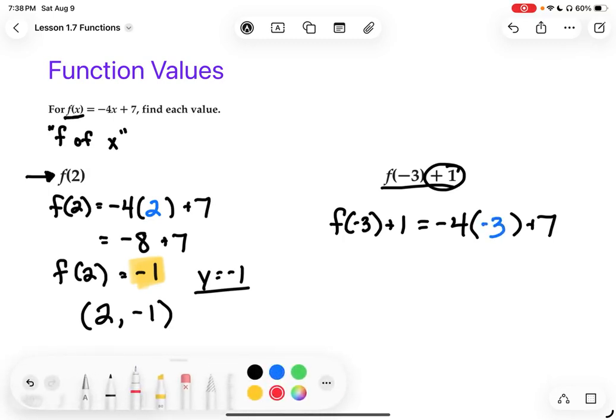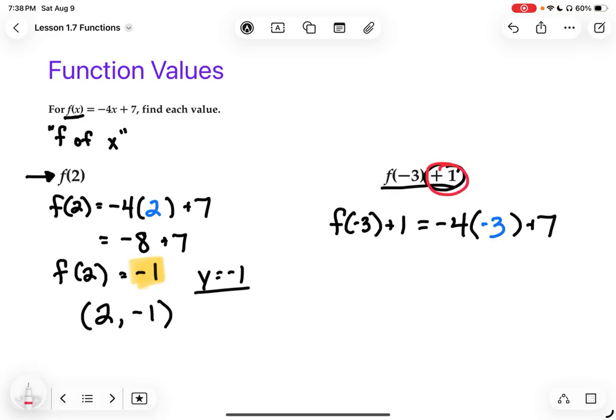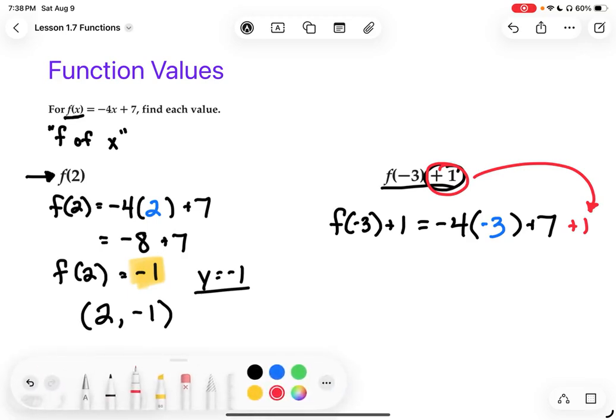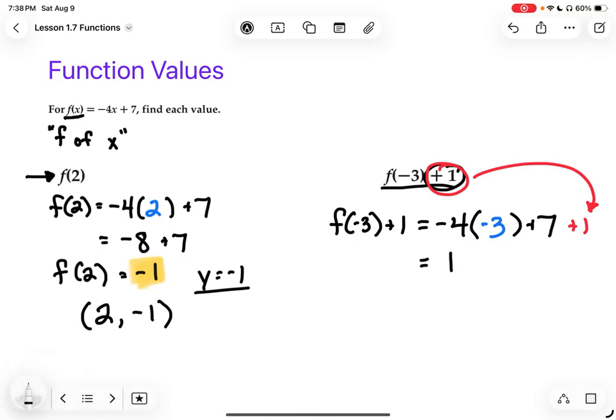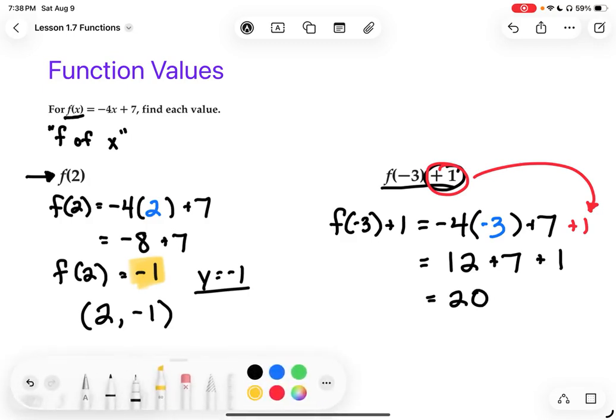And I'm going to do a little color changing here just so you can see the difference. There we go. So we do negative 4 times negative 3 plus 7. That's the f of negative 3 part. The plus 1 comes tacked onto the end. So negative 4 times negative 3 is 12. And 12 plus 7 plus 1 is 20. So that is our final answer there, 20.